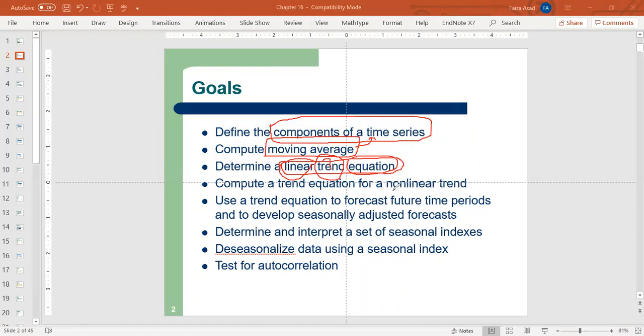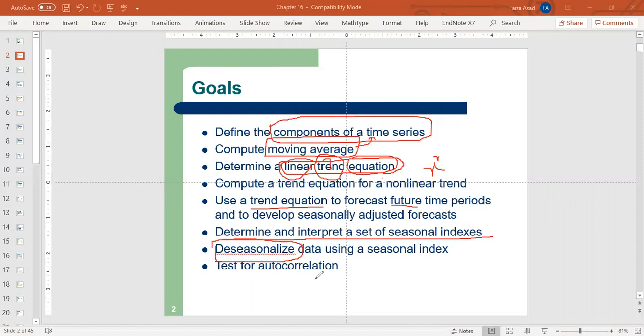Compute a trend equation for a non-linear trend. So we will see how we can compute a trend equation for the non-linear trend. Non-linear trend is basically where the x variable has an exponent more than 1. Then use a trend equation to forecast future time periods and develop the seasonally adjusted forecast. So we will see the usage of the trend equation. Then we will determine an interpretation of sets of seasonal indexes and deseasonalize the data using a seasonal index.